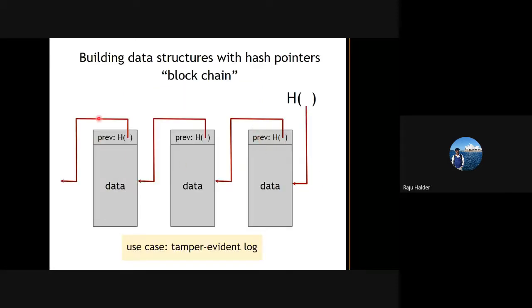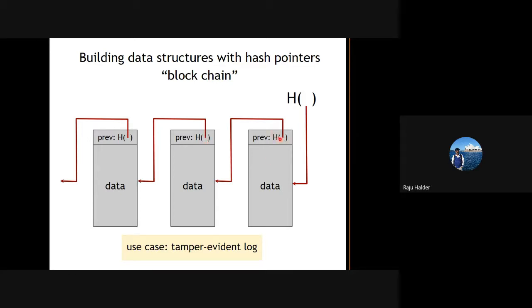Now using that hash pointer you can construct this kind of data structure. It's very similar to a linked list, but with a minor modification. Here you have all these blocks of data, but not only are you considering the pointer to the previous block, you are also considering a hash pointer. It means that not only the address of the previous block, but also the hash value of the previous block you are storing here.